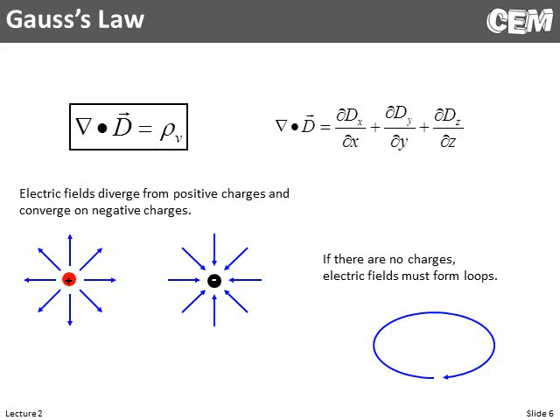And this also says if this charge term is 0, that the D field forms loops. So it becomes solenoidal at that point. And for everything we're going to model, there will be no charge. That's mostly an electrostatics kind of thing. So our fields are going to form loops.